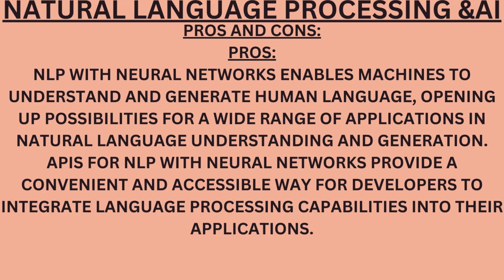Pros and cons. Pros. Natural language processing with neural networks enables machines to understand and generate human language, opening up possibilities for a wide range of applications in natural language understanding and generation. APIs for natural language processing with neural networks provide a convenient and accessible way for developers to integrate language processing capabilities into their applications.